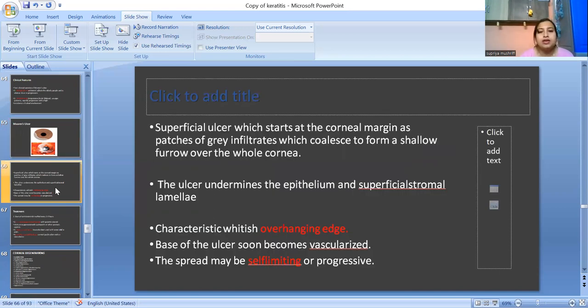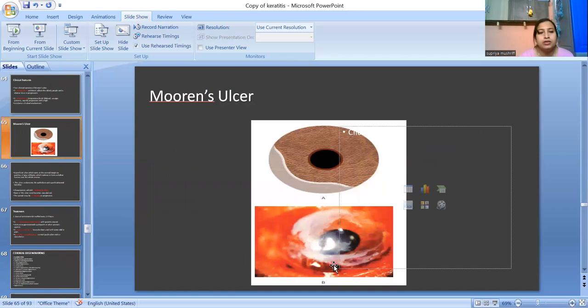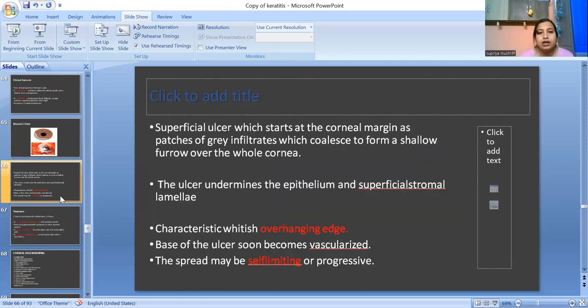A superficial ulcer which starts at the corneal margin, as you can see in the previous picture, at the margin, with an overhanging corneal margin, patches of gray infiltrate coalesce to form a shallow furrow over the whole cornea. The ulcer undermines the epithelium and superficial stromal lamellae. There is a characteristic whitish overhanging edge, and the base of the ulcer soon becomes vascularized. The spread may be self-limiting or progressive.